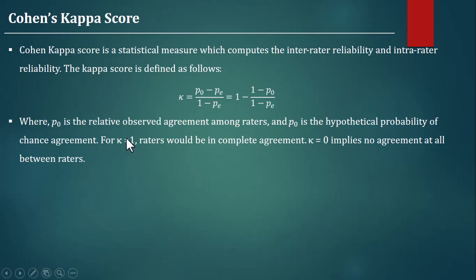So Kappa score K equal to 1 implies raters are in complete agreement. That means the accuracy of the model is 100%, and K equal to 0 means there is no agreement at all. That means if the actual value is positive, predicted will be negative, and if the actual value is negative, predicted will be positive for all the samples. So in that case Kappa score will be 0.